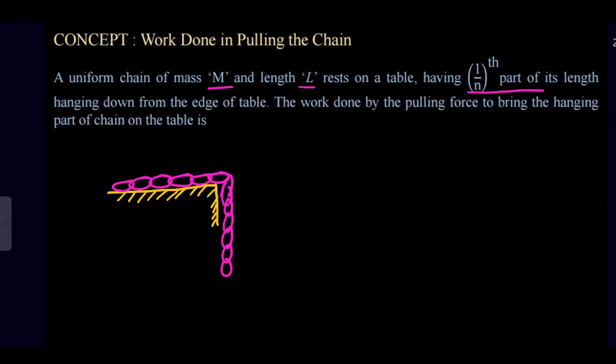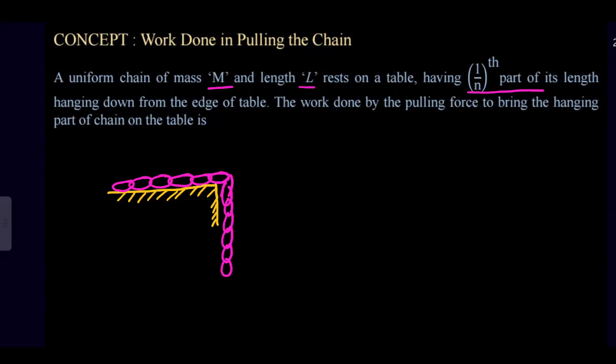That means some part is simply hanging over the table. Now we apply some force, so that the complete chain comes onto the table. Here we are applying a force, and here there is no gravitational force. The work is done by the applied, external force.